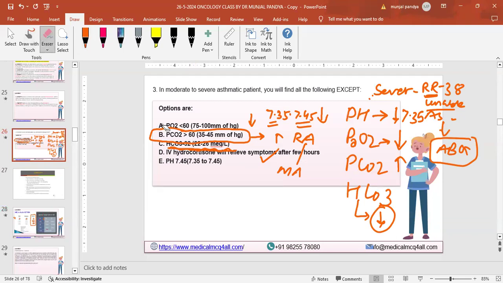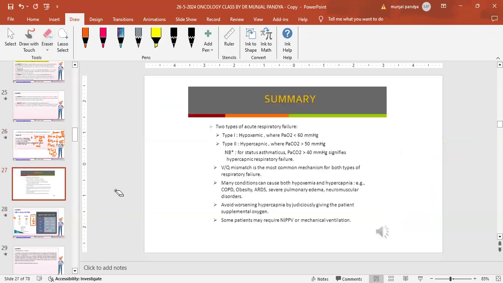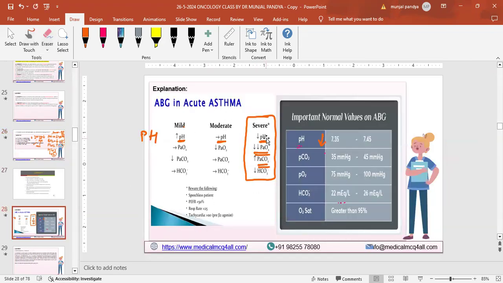Let me clear it a little bit so you can understand well. Here oxygen is less, carbon dioxide is high: hypoxia and hypercapnia, this is matching. So in severe asthma, pH is low because of acidosis, with hypoxia, hypercapnia, and HCO3 should be low. It should not be high, right?